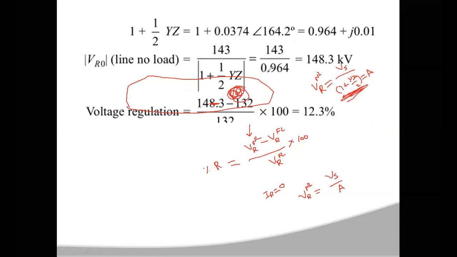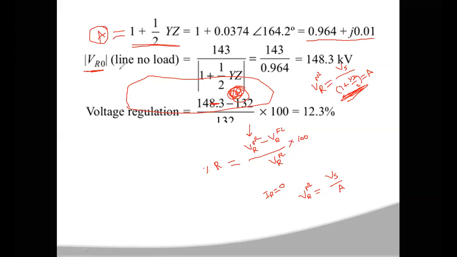Now first you calculate the 1 plus Yz by 2 value. So this is the A. A is equal to 1 plus Yz by 2. Now you know the Y value as well as the Z value, so just simply substitute those values, and then you will get the A value. So the A value is 0.964 plus j0.01. Right. So then, under no load condition, here it is represented with a naught.